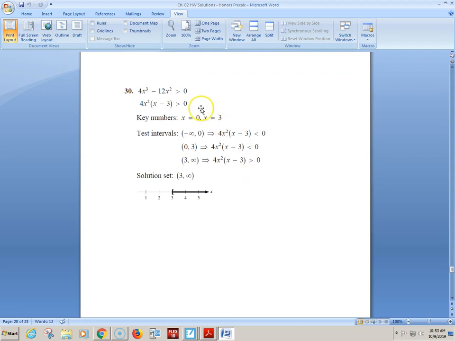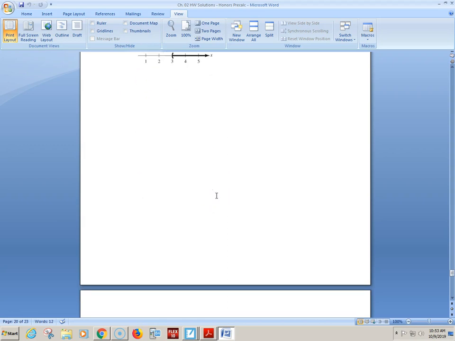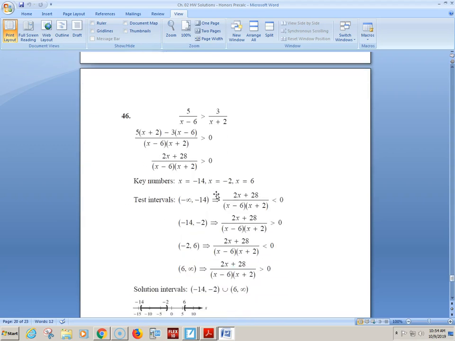Number 30, your key numbers were 0 and 3. The one that was true was 3 to infinity. Because you had to test all 3. The other 2 would have been false.